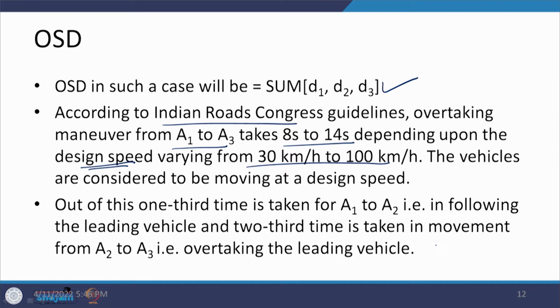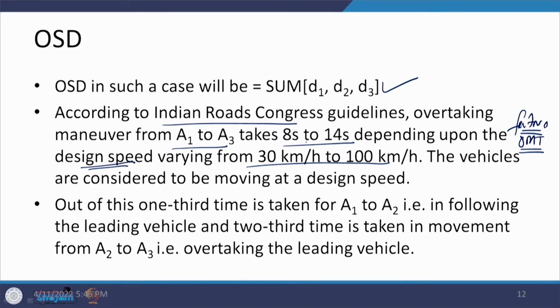In between also the values are there, and if you remember we talked about the overtaking maneuver time under the factors, and there we discussed that for speeds of 40, 50, 60, 80 and 100, what the values of OMT are going to be, that is what we talked about as 8 to 14 seconds.